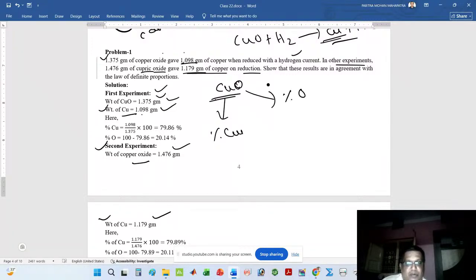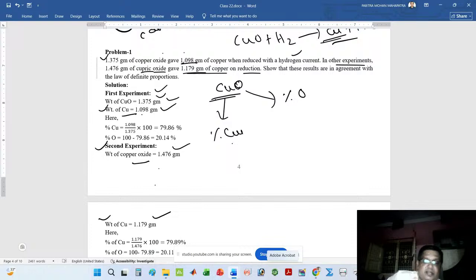There are two experiments. Look at that. If the percentage of copper in the first experiment is equal to the percentage of copper in the second experiment, and similarly, if the percentage of oxygen in the first experiment is equal to the percentage of oxygen in the second experiment, then you can say that the composition of copper oxide in the first experiment is equal to the composition of copper oxide in the second experiment.